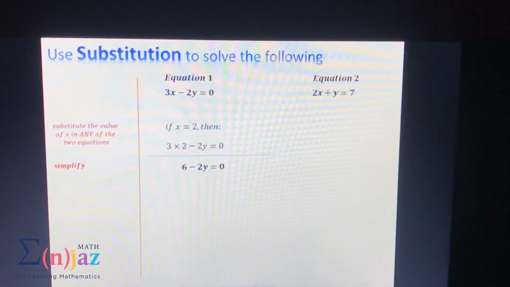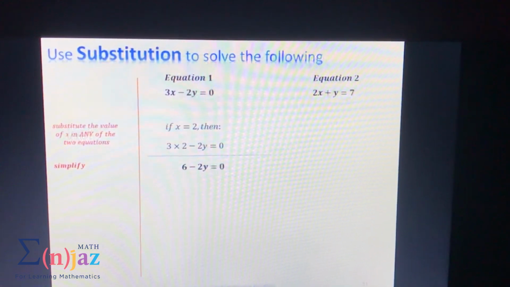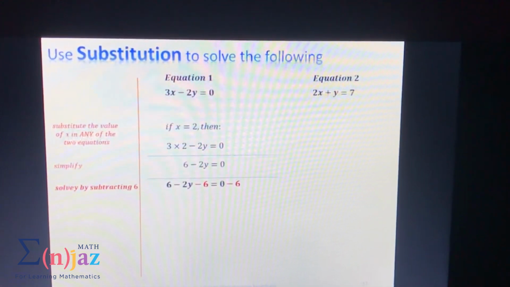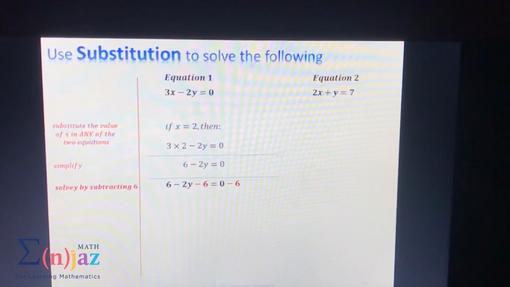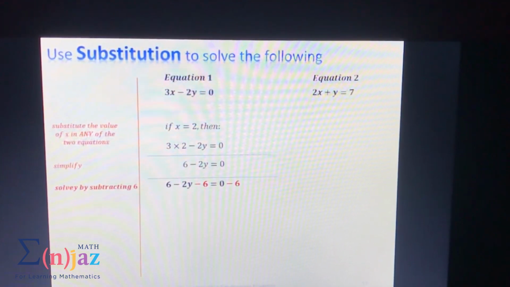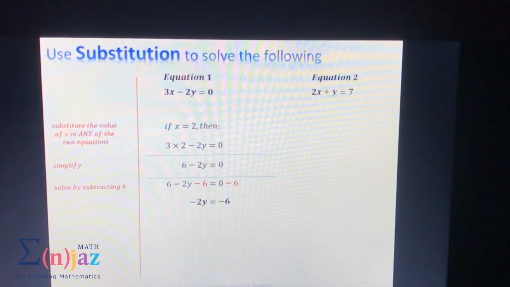Get rid of 6 because we're solving for y here. So we're applying the opposite operation. We're going to subtract 6 from both sides of the equation. So the 6 is cancelled on the left, and 0 minus 6 is actually negative 6. So this will come down to negative 2y is equal to negative 6.